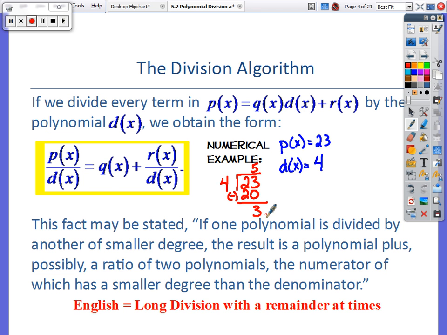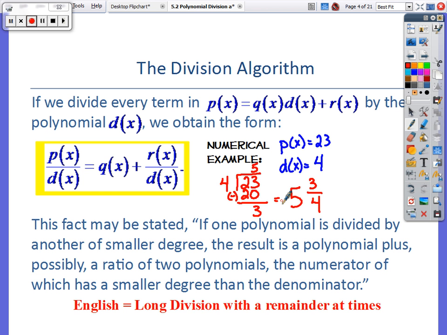But the one way that we're going to use is we're going to take the quotient, that's q sub x right here, and then we take the remainder, which is 3. And if you remember, don't we put the remainder over the divisor? So we took the remainder, put it over the divisor, and that represents our solution to this division problem: 5 3/4. 5.75 is what 23 divided by 4 is.